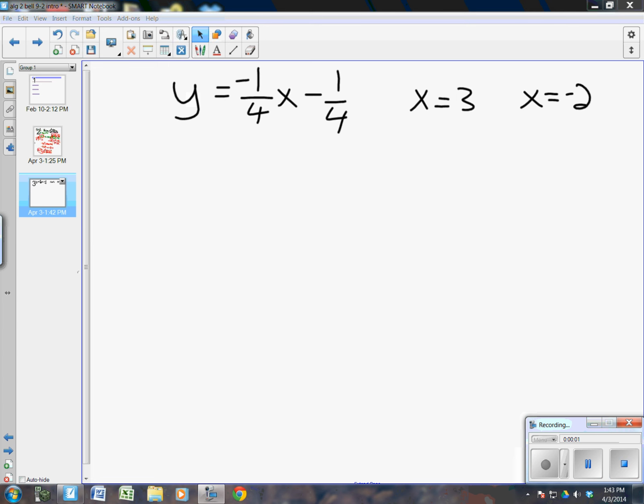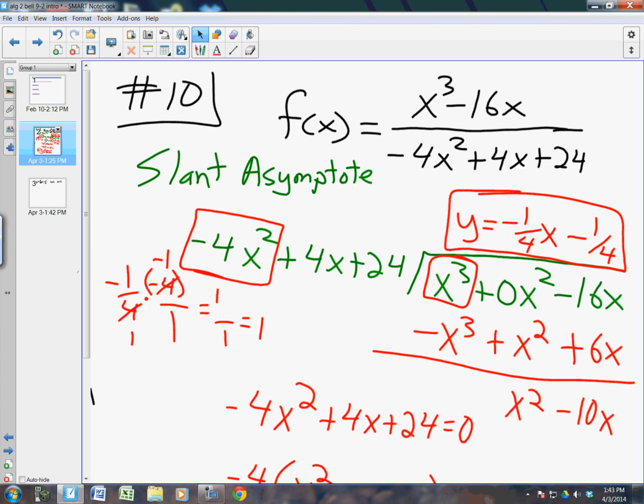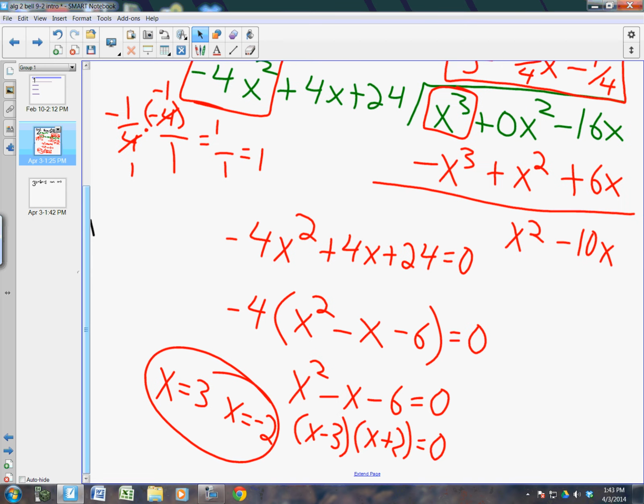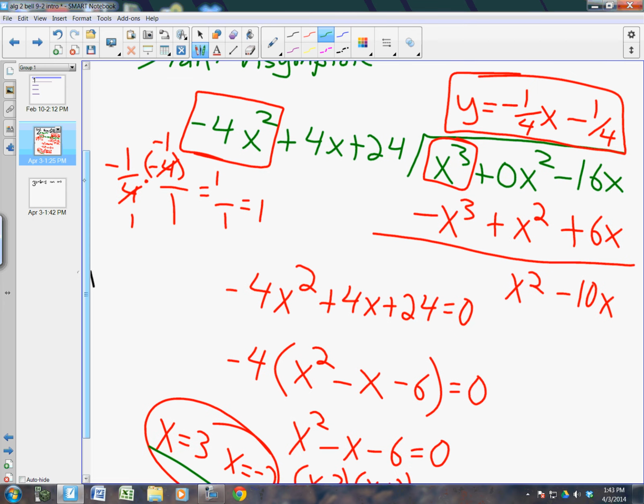So for those of you at home, we are doing problem number 10 on the homework assignment. You might want to pause and look at it, but I showed them how to find the slant asymptote by dividing the denominator into the numerator. Then we set the denominator equal to 0 and solve to get the two vertical asymptotes. There's the two vertical. Up here is the slant asymptote.